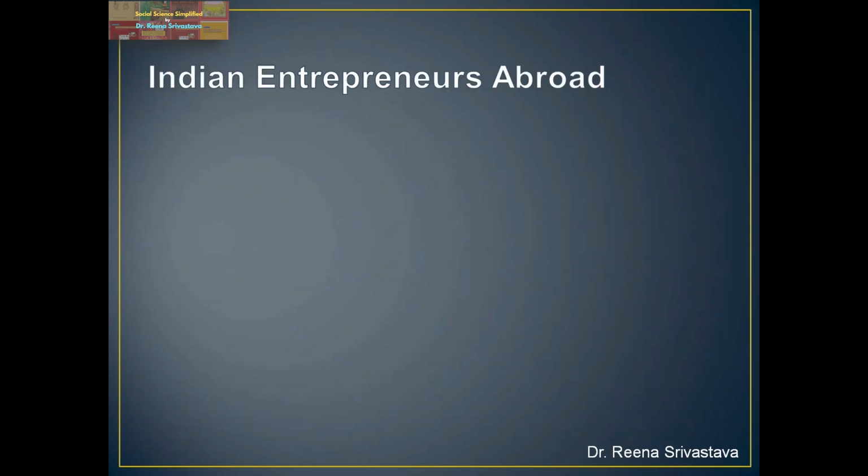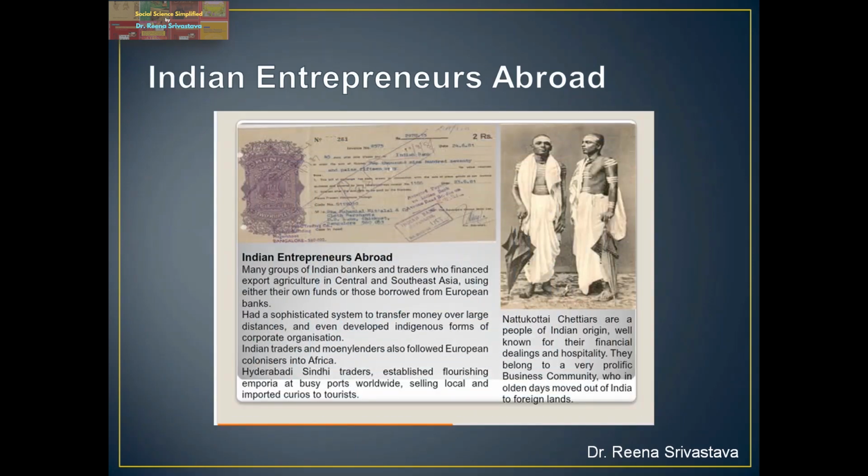Then we talk about Indian entrepreneurs abroad. Now when we talk about Indian entrepreneurs, दो नाम सबसे आगे आते हैं. One is Shikaripuri Shroff and the other is Natukottai Chetiyar's brothers. जब भी हम इंडियन बैंकिंग की, ट्रेडिंग की बात करते हैं तो इन दोनों का नाम जरूर लिया जाता है. Because these people had developed a sophisticated system to transfer money over large distances.